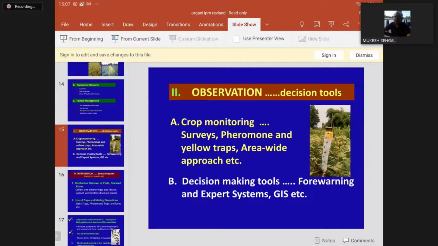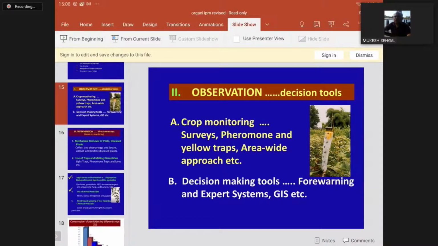To a wider area we can easily apply crop monitoring. I recommend to the farmer: do the cropping as a businessman, not as a farmer. Businessmen never do this; they do one thing or another, but they will succeed. If crop monitoring is done regularly and a proper avenue is given, then we are able to manage our pests very easily. We have already developed decision making tools. NCIPM has developed more than 50 forewarning and expert systems, and we use GIS for hotspots. That is very important to us.